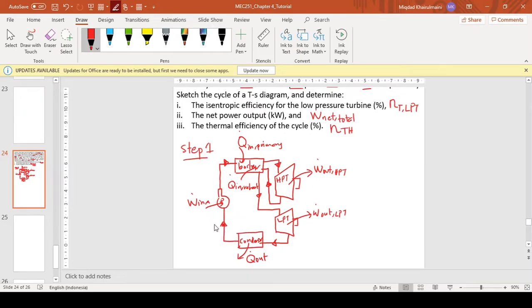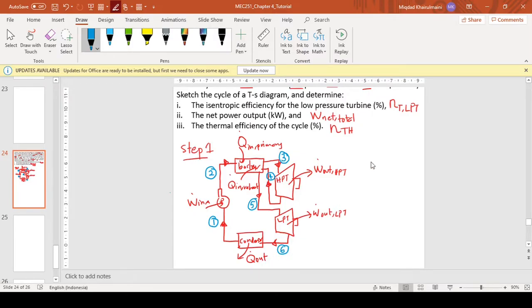Then we can label the states. So entering the pump will be state 1. Exiting the pump, entering the boiler will be state 2. Exiting the boiler, entering the high pressure turbine will be state 3. Exiting the high pressure turbine, re-entering the boiler will be state 4. Exiting the boiler, entering the low pressure turbine will be state 5. And finally, exiting the low pressure turbine, entering the condenser will be state 6.